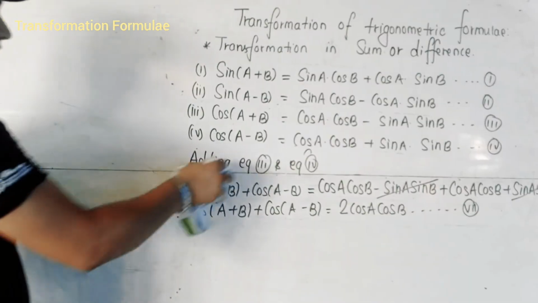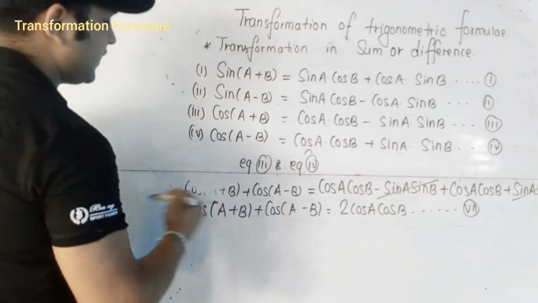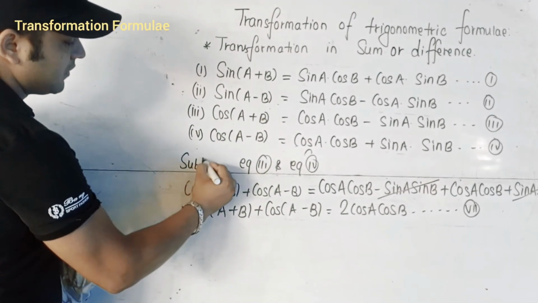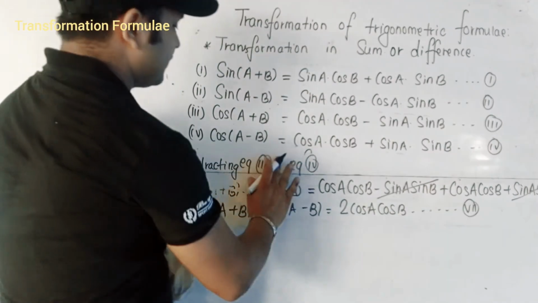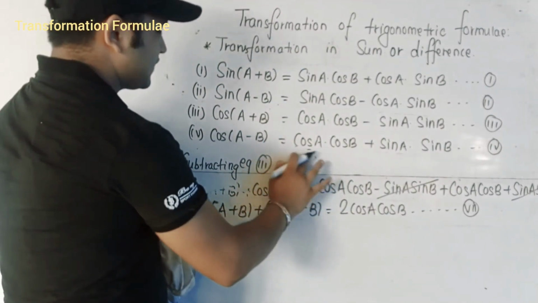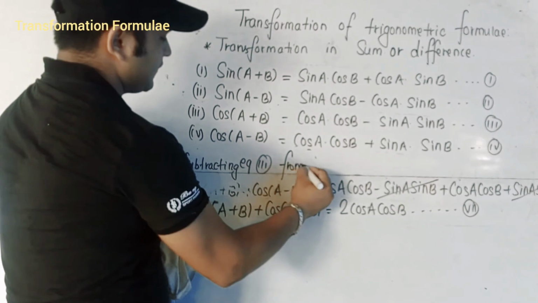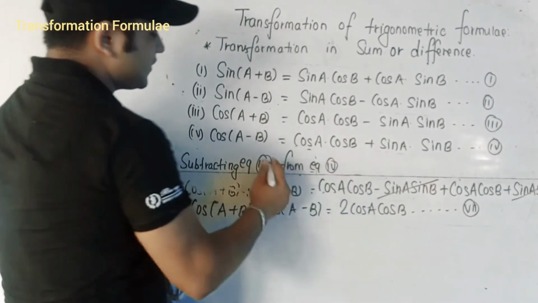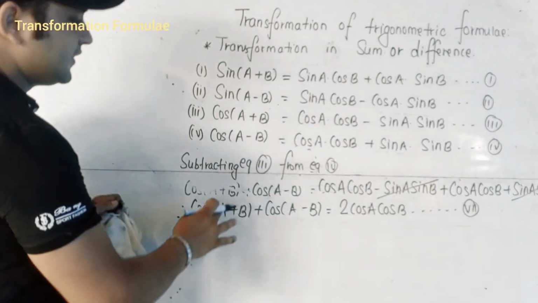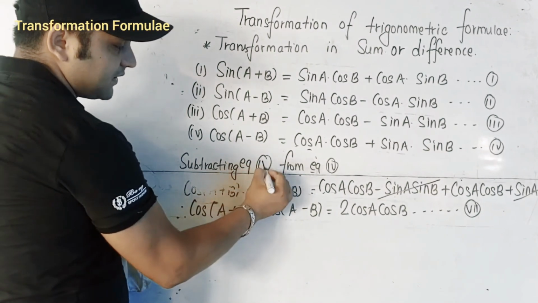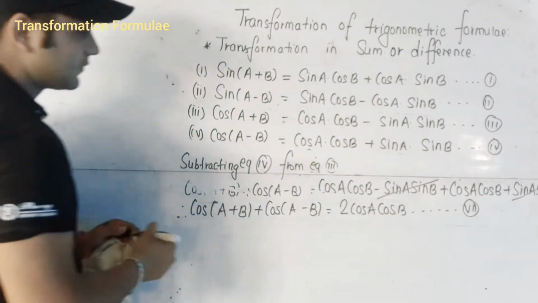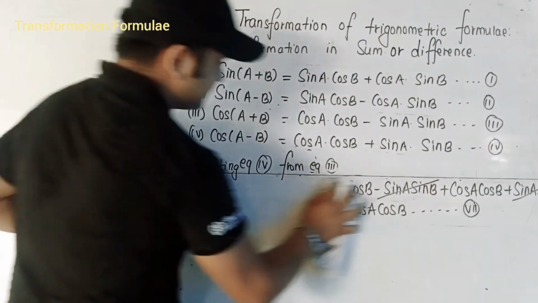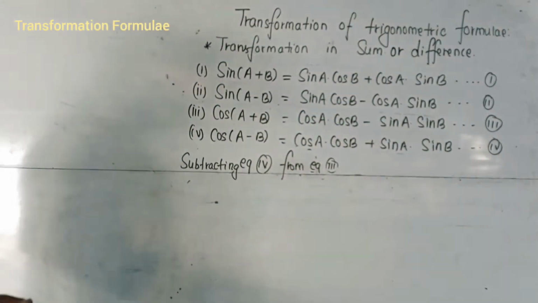Now we will subtract equation 3 from equation 4, or you can just reverse it also. Reversing this will be quite easier. Let's see. So we are subtracting equation 4 from equation 3. So when you subtract, let's see what we get.